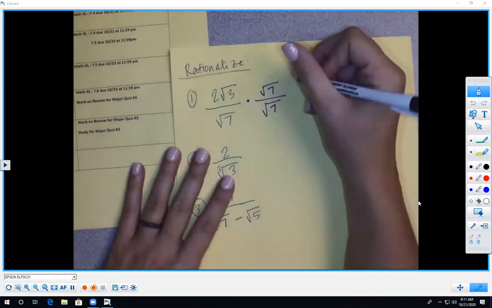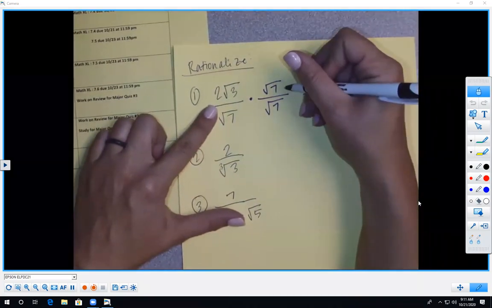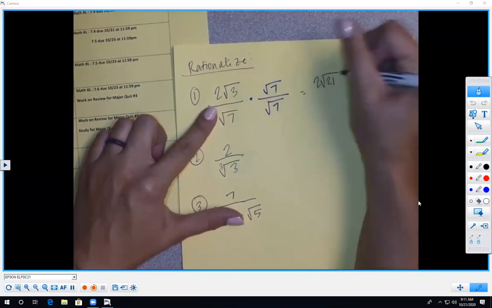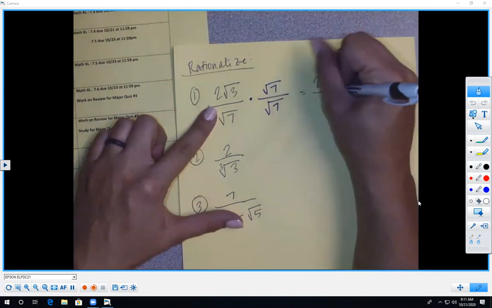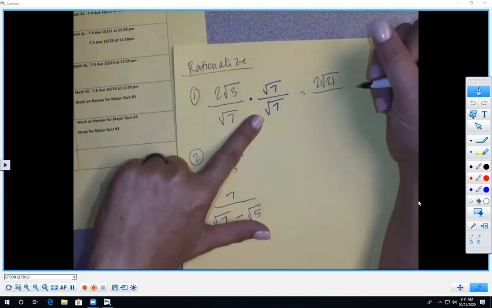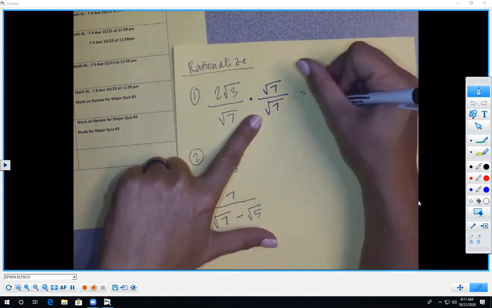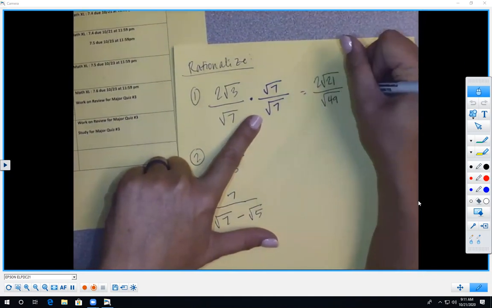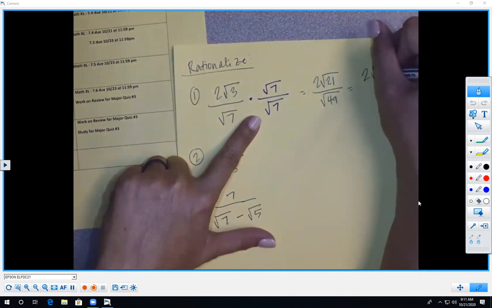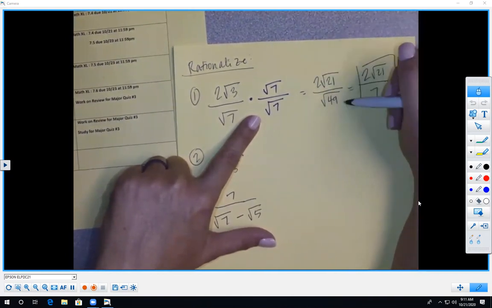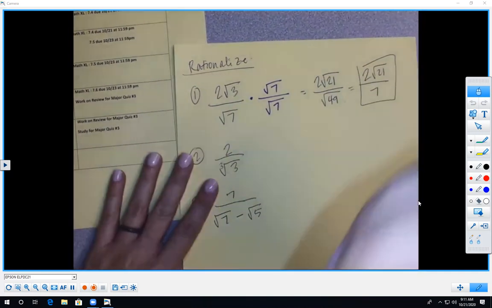So when I go to multiply this, 2 square roots of 3 times the square root of 7 is 2 square roots of 21 over the square root of 7 times the square root of 7 is square root of 49. And what is the square root of 49? 7. So it's 2 square roots of 21 over 7. And you can skip this middle step if you wanted to. You don't have to do that middle step.